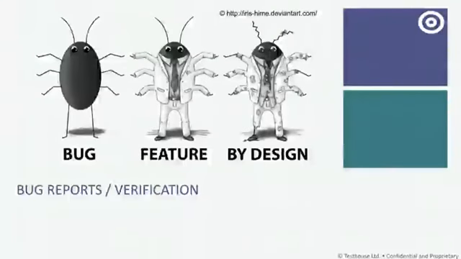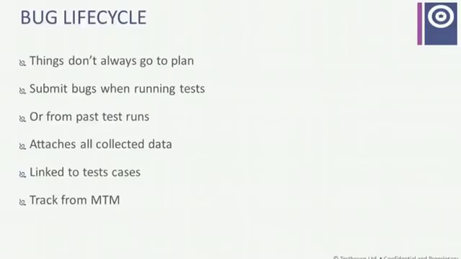So I'll go straight on, and I'm going to talk about how you create a bug report. Okay, the bug life cycle is a big part of MTM. It makes communication very easy between the testers and the developers. Instead of trying to shoot emails off to the developers or pass bits of paper around the office, everything is created and stored within MTM and is available for anybody to see at any time. So communication is very, very slick.